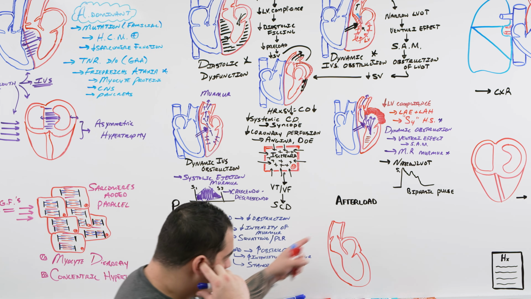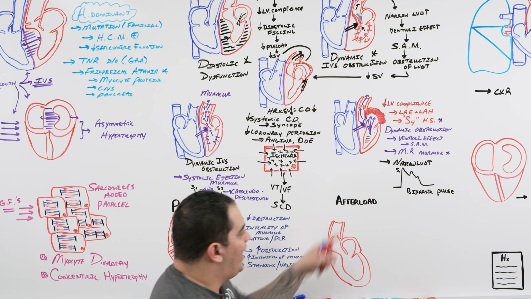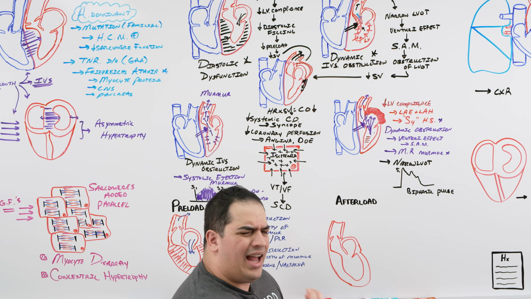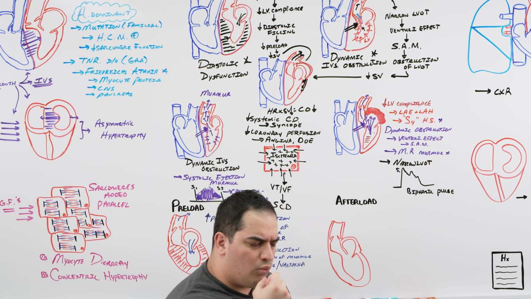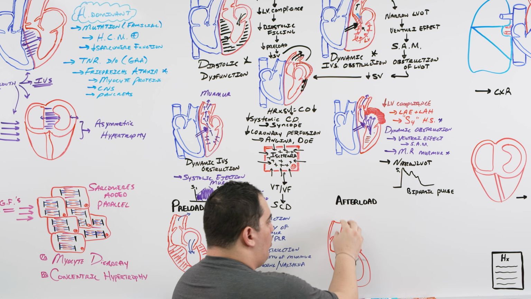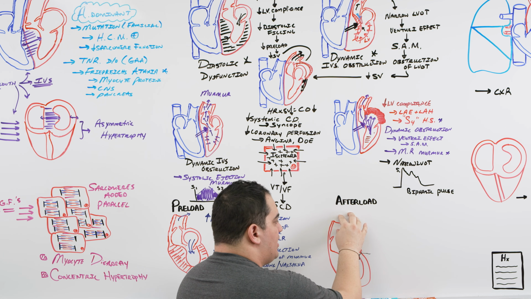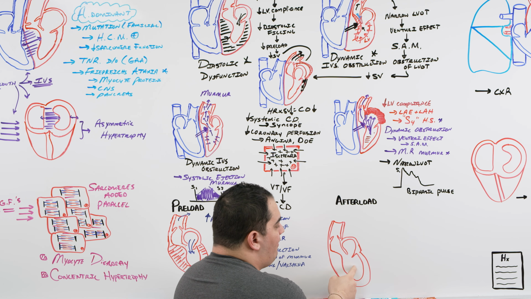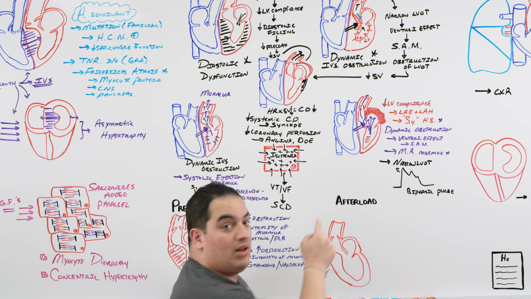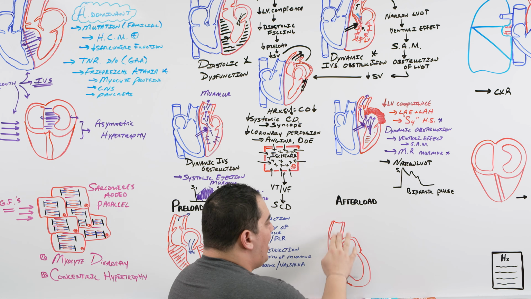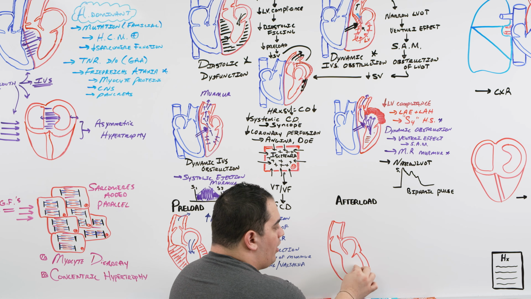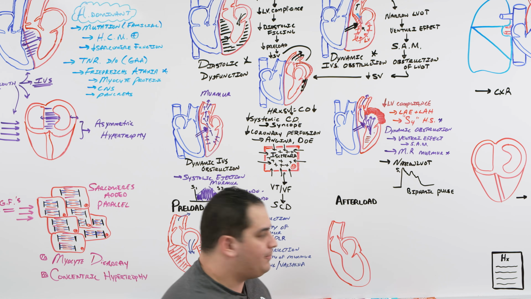Okay, what would happen to this murmur if we changed afterload? All right. So afterload is what? How do we define afterload? It's the amount of resistance within the actual vessels, in this case the aorta, that the left ventricle has to overcome to push blood out into it, right? So the higher the resistance or the pressure is outside in this aortic vessel, the harder the left ventricle is going to have to work, okay?